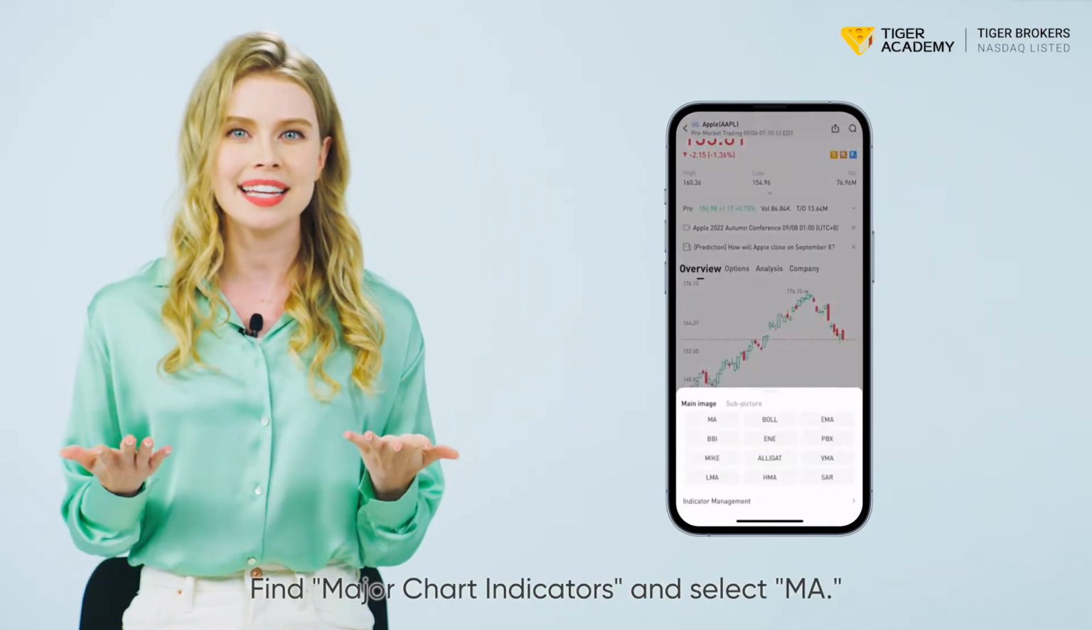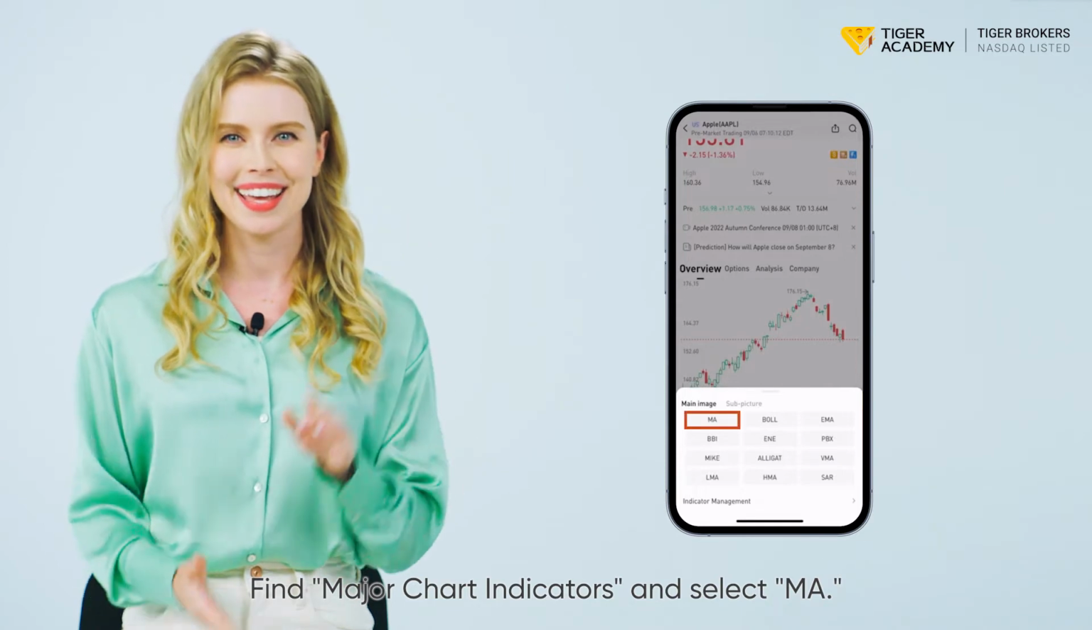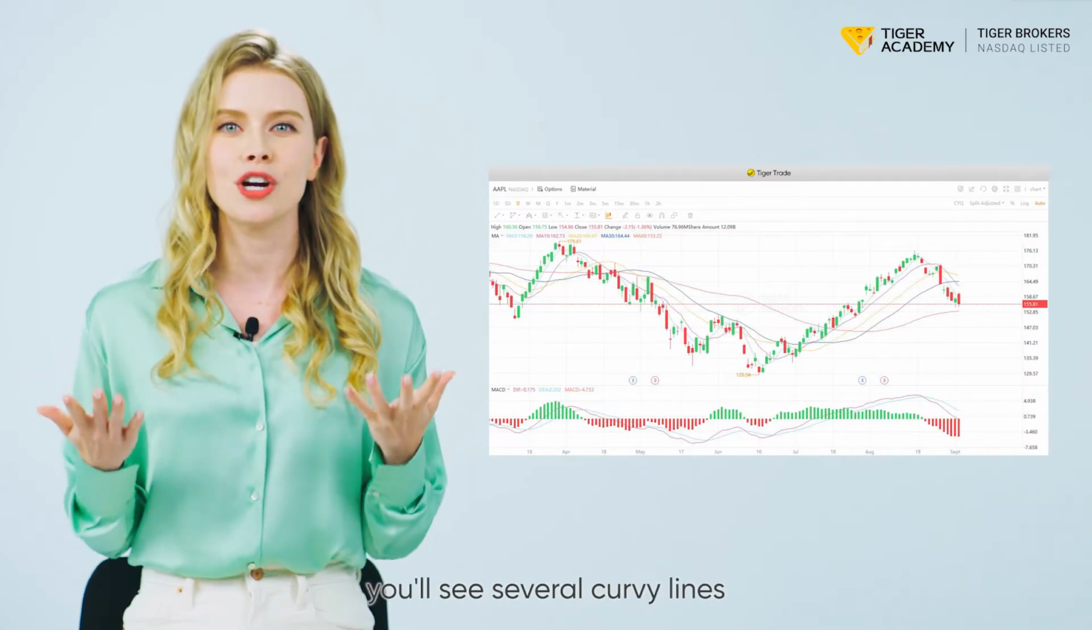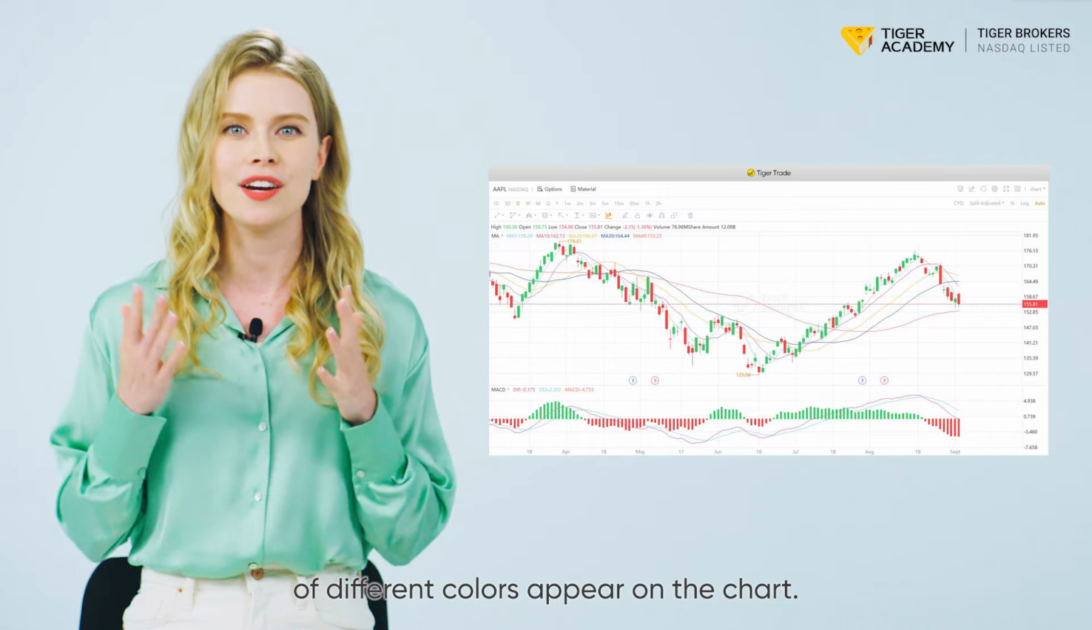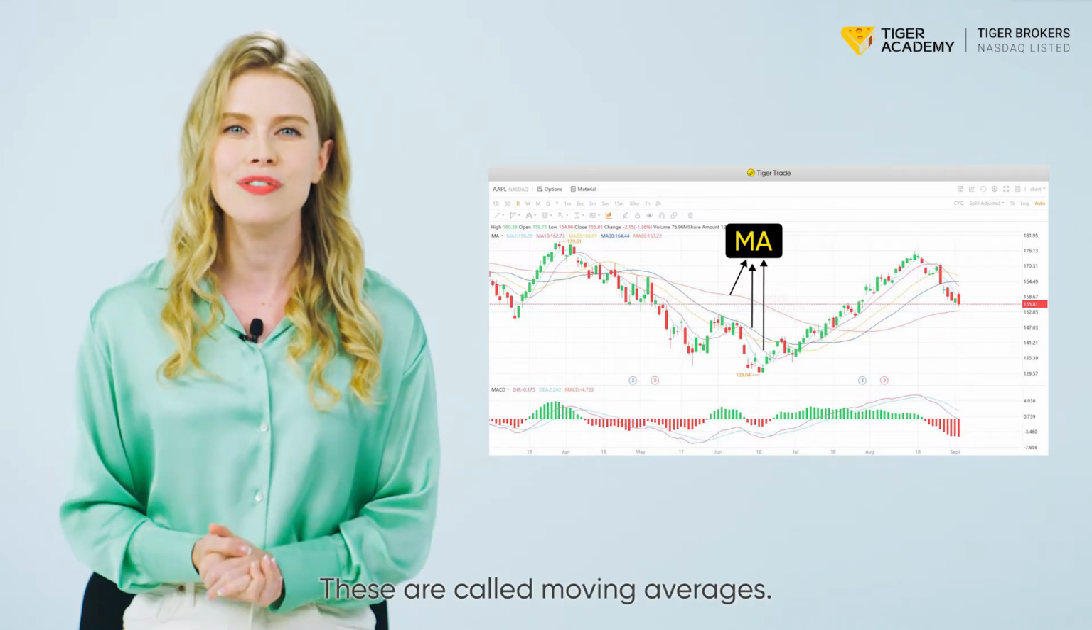Find Major Chart Indicators and select MA. When you do this, you'll see several curvy lines of different colors appear on the chart. These are called moving averages.